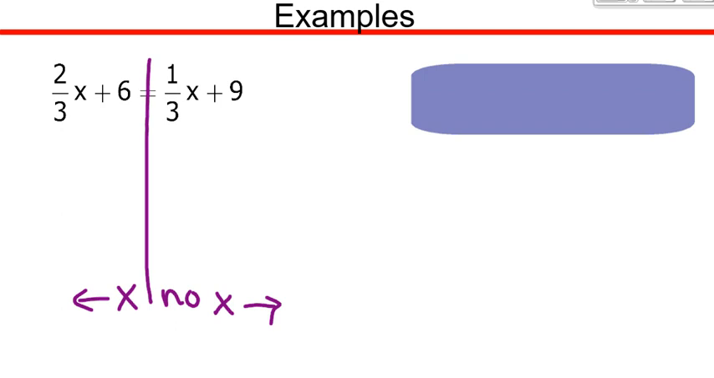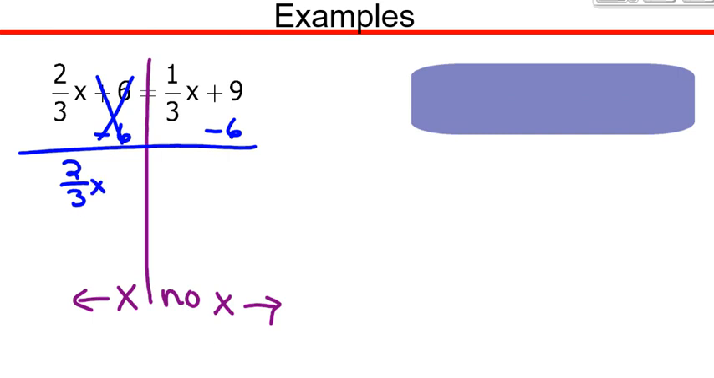So the first thing I'm going to do is subtract 6 from both sides. That is going to leave me 2/3 x equals 1/3 x. My 9 minus 6 is plus 3. Now the big challenge here is going to be to get this guy on the other side of the line. So treat it just like you would any other equation.